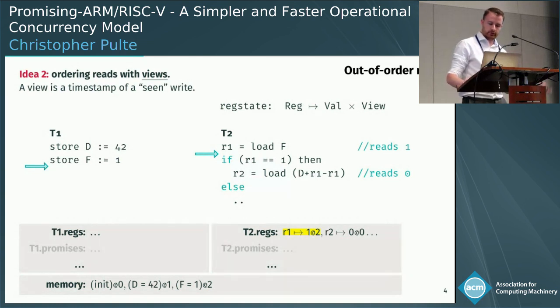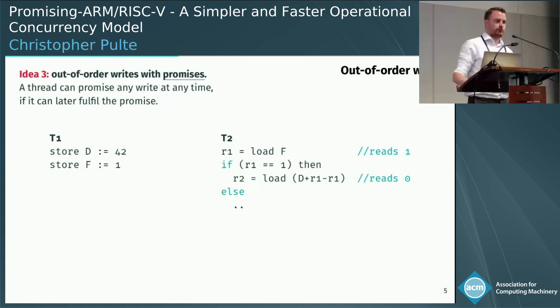So now the next step, again, the condition evaluates to true. And now, because this load of D syntactically depends on register R1, it's constrained by the view 2, and this will prevent it from reading this initial write, because at timestamp 2, the initial write has been overwritten by this more recent write of D equals 42 at timestamp 1. So now it's forced to read this more recent write, and this prevents the previous outcome.